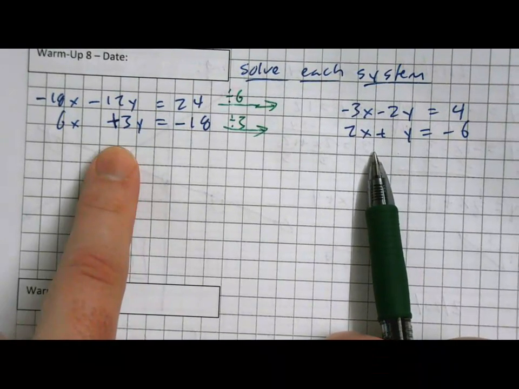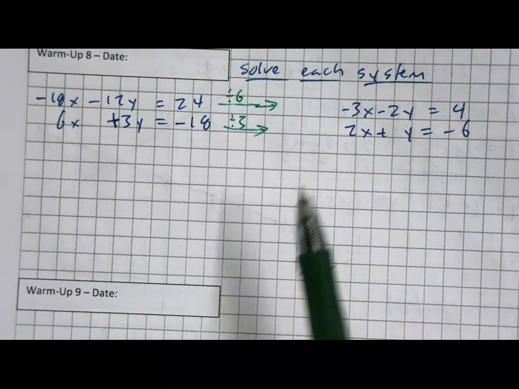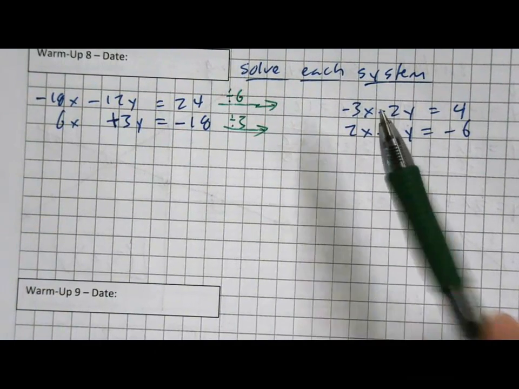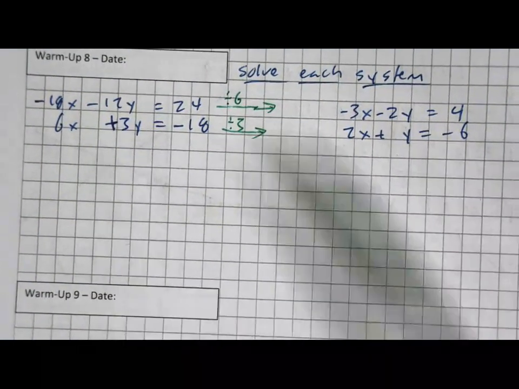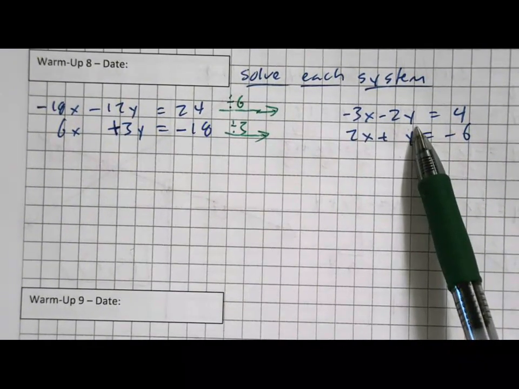That's why I told you to stop, because some of you are working furiously trying to finish the second one. If you've already solved the first one, you don't need to solve the second one because you're going to get the same solution. If you had your choice to solve one of these or the other, which one would you rather solve? I'd rather do the one with the smaller numbers, right?